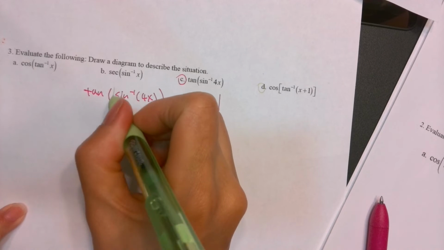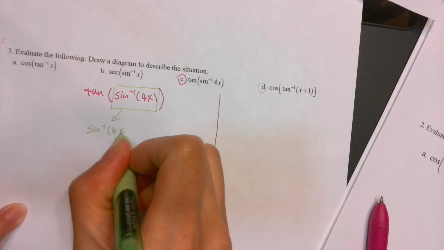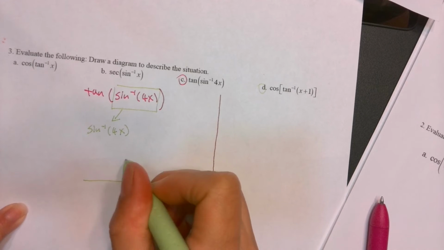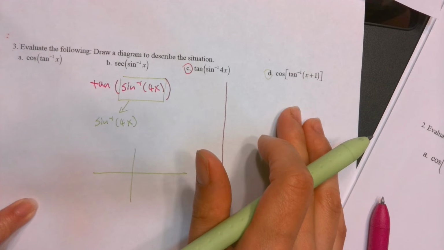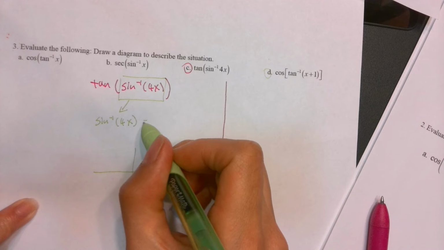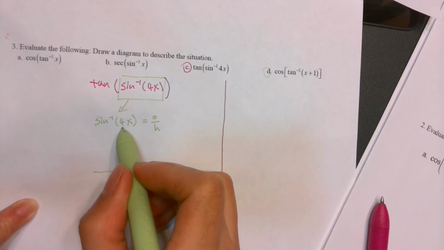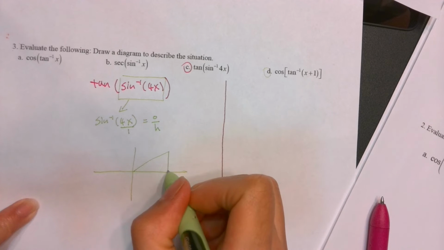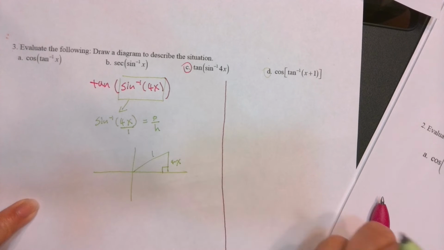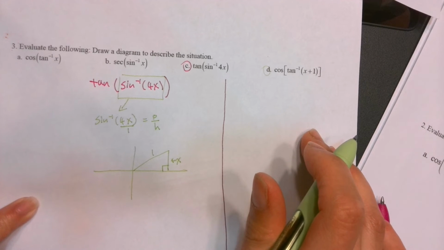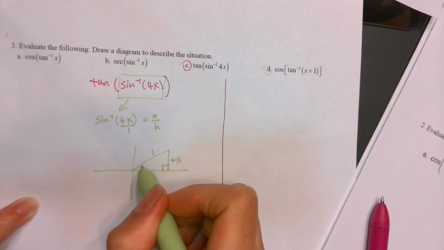All right, so let's start from the inside. So sine inverse of 4x, we are going to draw the right triangle. For the right triangle, we need to remember SOHCAHTOA. So sine is what? Opposite over hypotenuse. Well, how do I write 4x as opposite over hypotenuse? All you need is just make it over 1. So when you draw your right triangle, your opposite side is 4x, your hypotenuse is 1. Are we good so far? Yeah? All right.